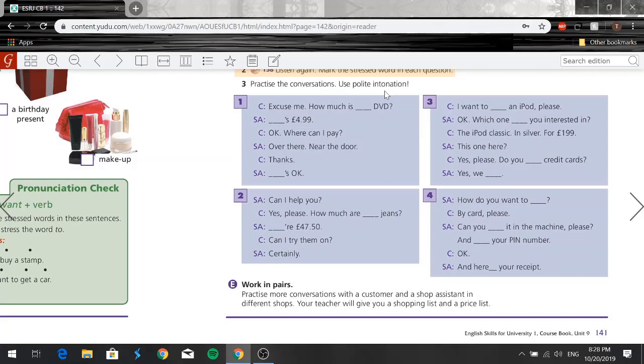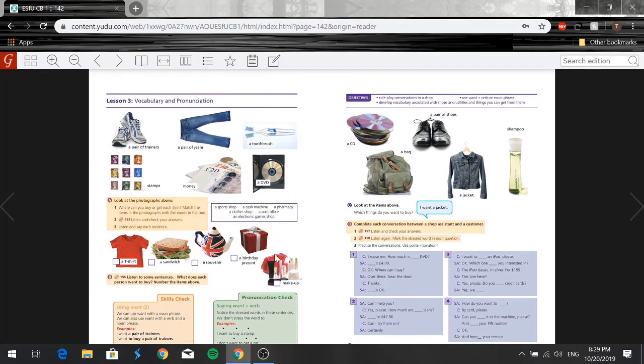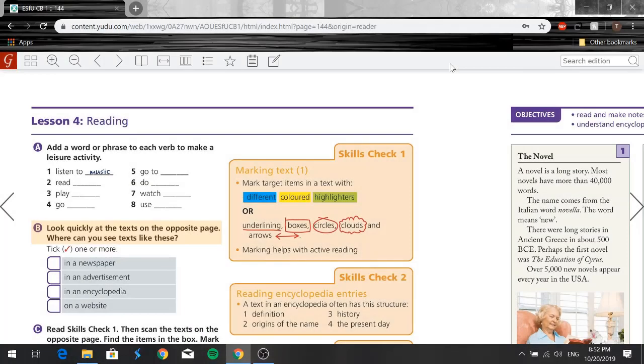Okay? So that was vocab and pronunciation, you guys. Now let's move on. Alright, you guys, so now let's go to lesson 4 reading. Let's start with exercise A here. Add a word or phrase to each verb to make a leisure activity. So these, you should be able to get these by using your sense, not necessarily memorize anything in particular. This will come to you over time, okay?